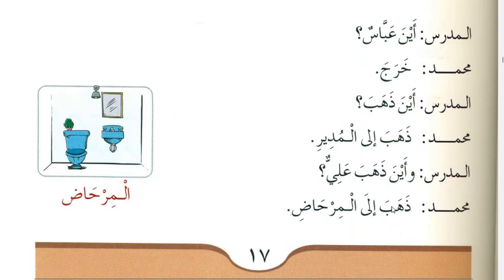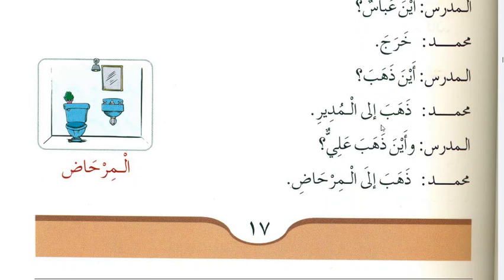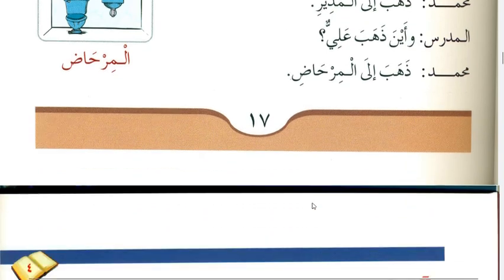Al mudarris: aina Abbas? Where is Abbas? Muhammad: kharaja, he went out. Al mudarris: aina zahaba? Where did he go? Muhammad: zahaba ila al-mudir, he went to the headmaster. Al mudarris: aina zahaba Ali? And where did Ali go? Muhammad: zahaba ila al-mirhad, he went to the toilet.